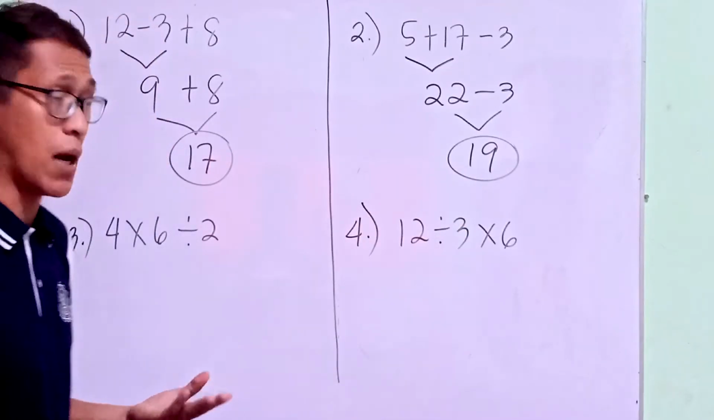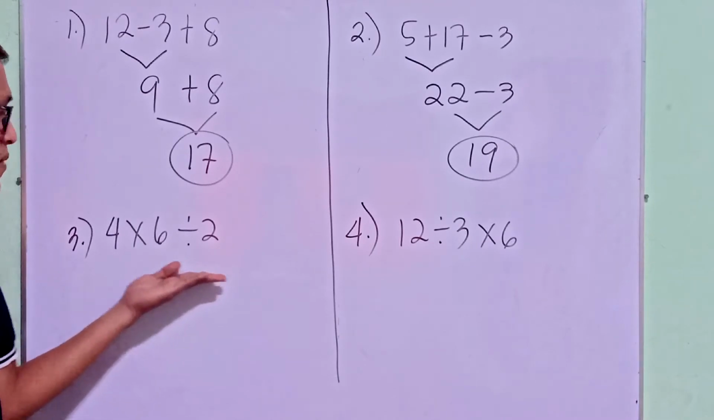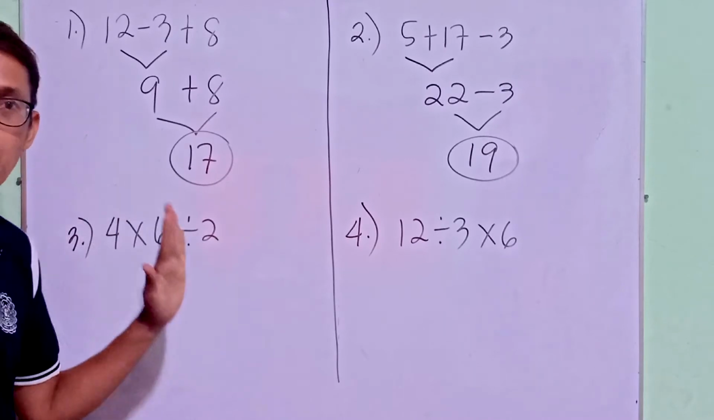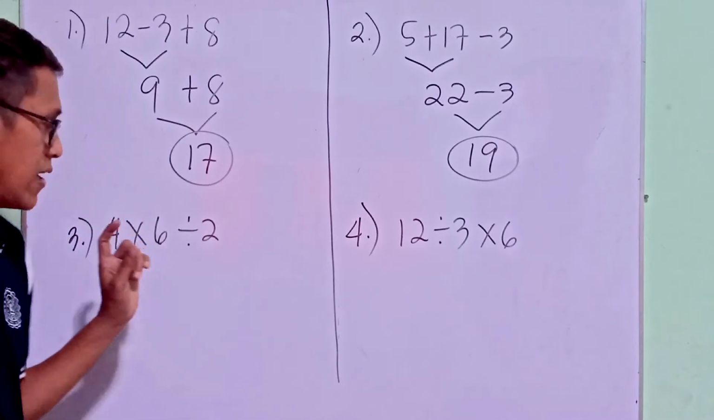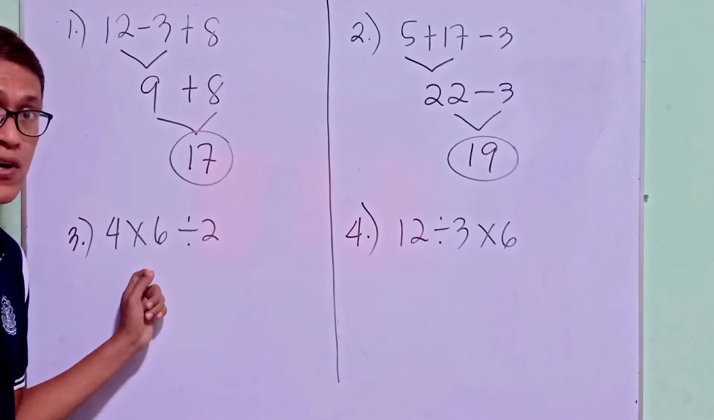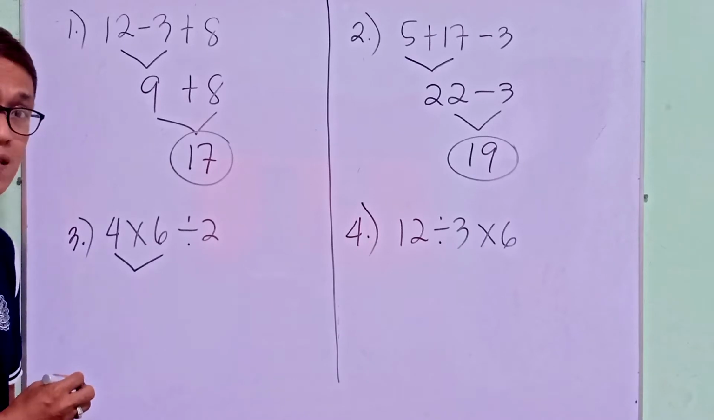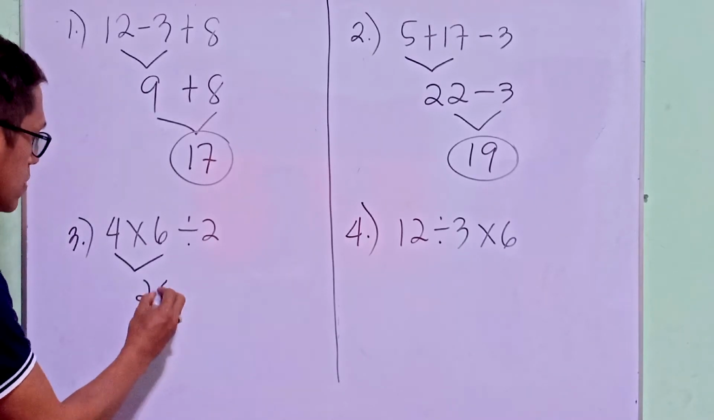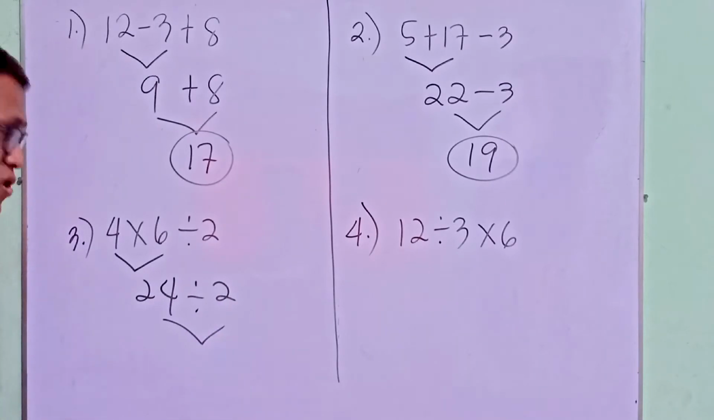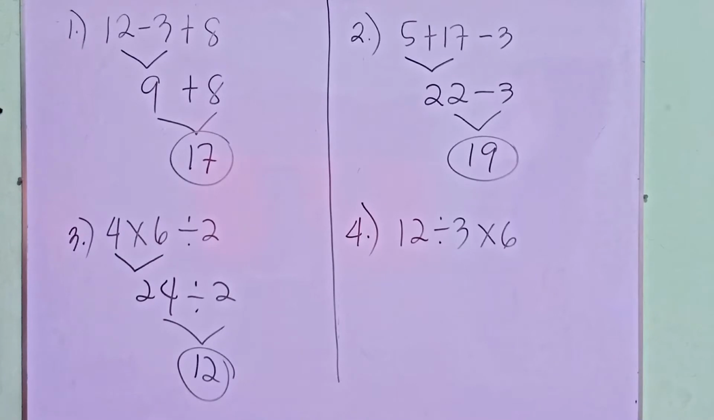What about number 3? It's 4 times 6 divided by 2. Again, if these two are involved, you have to work from left to right. If you work from left to right, it's multiplication that comes first. So you have to multiply first. What's 4 times 6? That's 24. Then, divided by 2. So our answer is 12. Correct. So 4 times 6 divided by 2, that's 12.